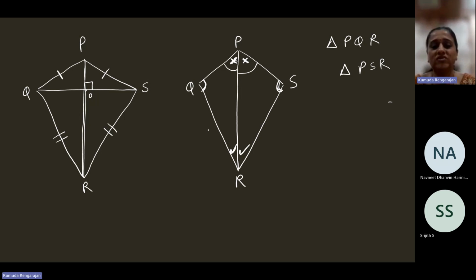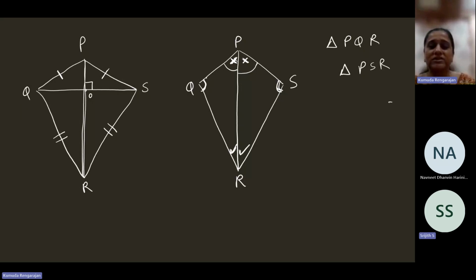If you know the properties well, you can answer. It will be a very simple question for you. If you don't remember the properties, and you don't take efforts to remember the properties, then that question will be difficult for you. An easy one will be difficult because you don't know the properties.